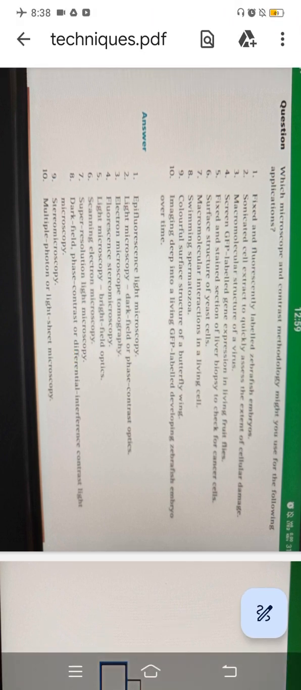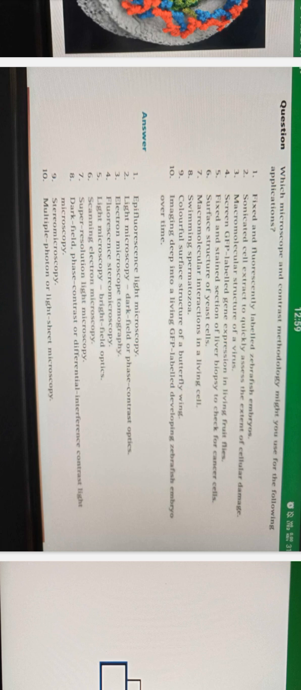Then, which microscope and contrast methodology might you use for the following applications? Fixed and fluorescently labeled zebrafish embryos: epifluorescence light microscopy. Then sonicated cell extract to quickly assess the extent of cellular damage: light microscopy, dark field or phase contrast optics. Then macromolecular structure of a virus, which we can only view through the electron microscope or electron microscope tomography.